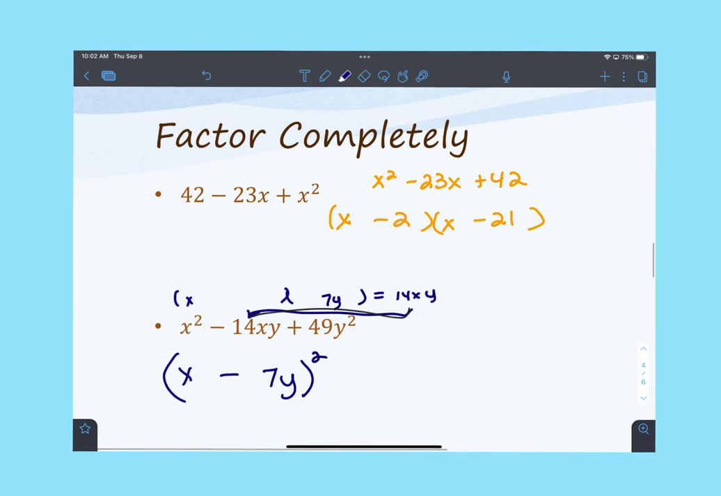And then we square root this first term, and that's your x. You square root the 49y squared. That's 7y. Be careful, some of you lost the y. You take the sign from the middle term, and then you put it in the parentheses, and you square it. Some of you wrote it out as x minus 7y times x minus 7y. It's totally fine. It's still right. Just can't switch the signs. One's a plus and one's a minus.